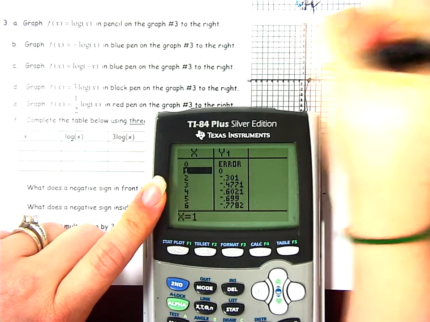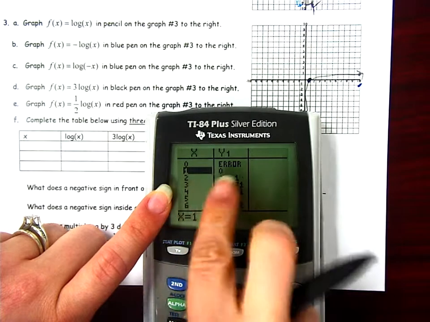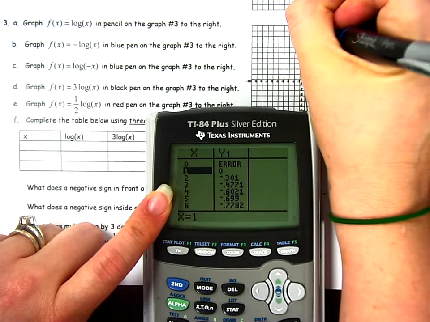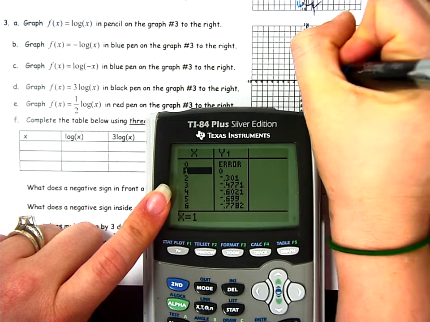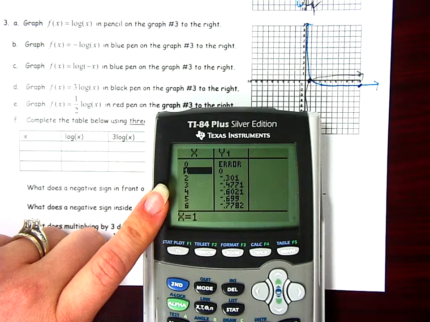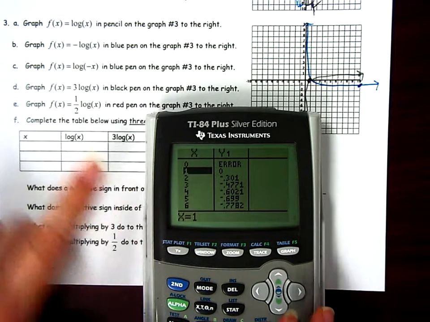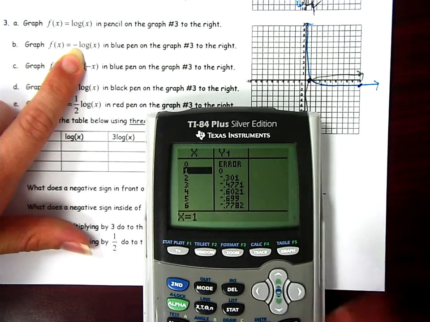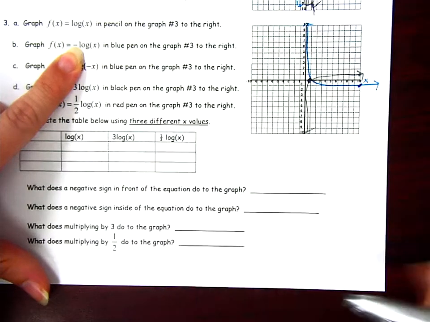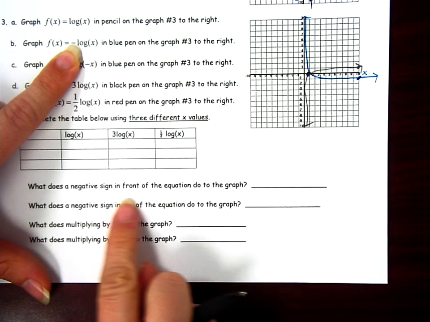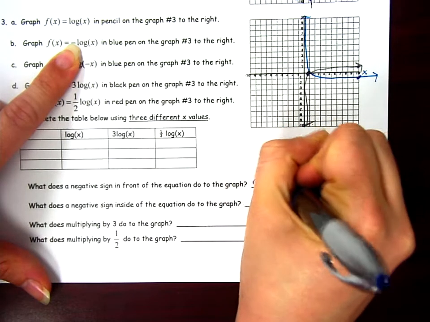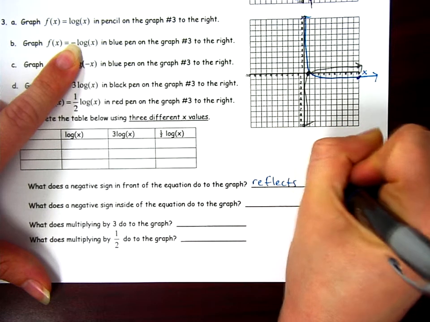Come back up. We've got the point (1, 0) as well. But if you notice, all of these points are getting increasingly more negative. So my graph has an asymptote, still vertical, but now it's going the other direction, and it comes out to positive infinity. If we look at it, that negative in front reflected my x-axis. This is my x-axis. I'm going to come down here and fill it in. So the negative in front of the equation reflects the x-axis.